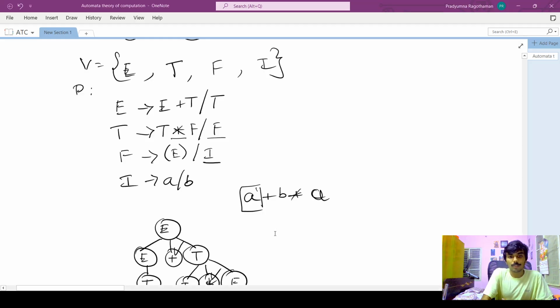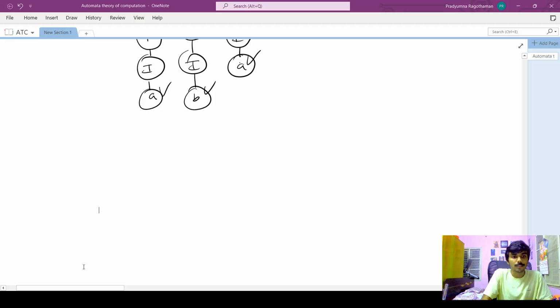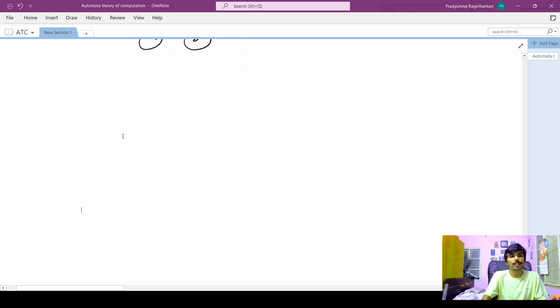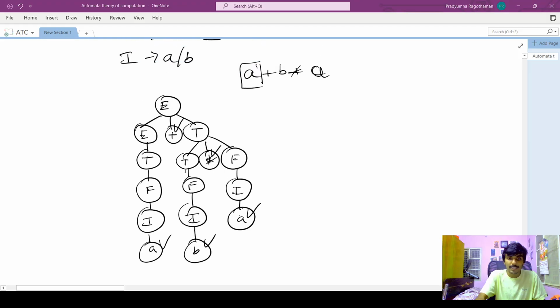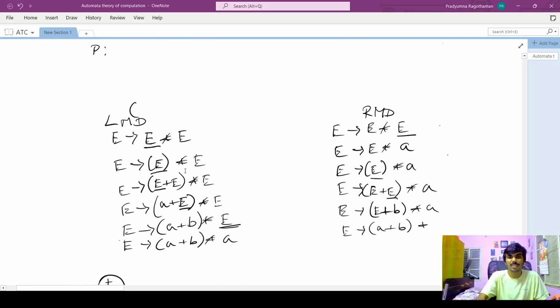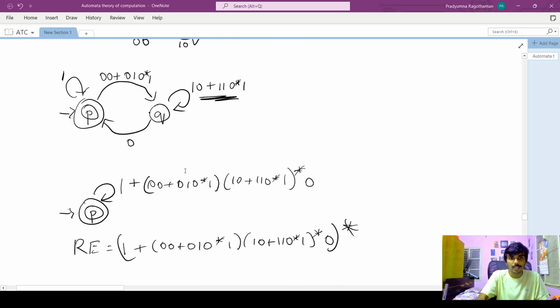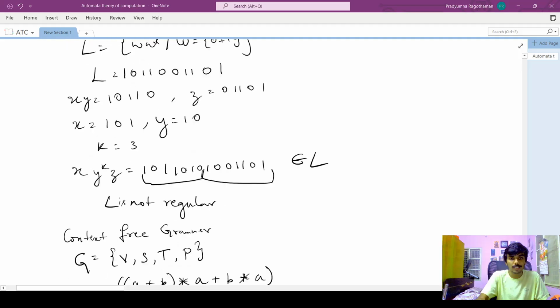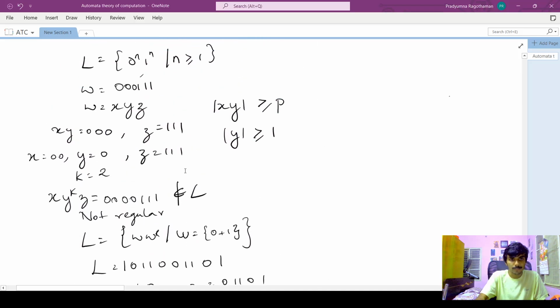So this is a context free grammar, and the ambiguity in that grammar. Now finally let us cover the pushdown automata. The pushdown automata is used for non-regular languages. Regular expressions can also be expressed in the form of pushdown automata, but it's not required. So now let us take one of the non-regular languages that we previously proved is not regular.